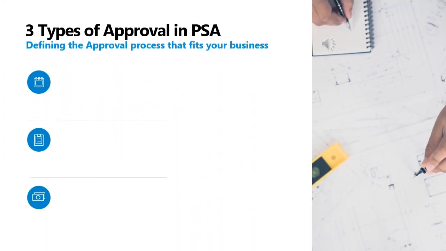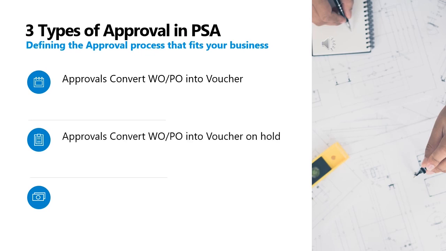There are three types of approval processing between Search Express and PSA, depending on how you're using the system today. Once all approval criteria has been met, the first method allows this to convert the work order or PO number that's been referenced on the invoice automatically into a voucher on the AP side in PSA. The second method of approvals allows that work order and PO to be converted, but will remain on hold until all the approval criteria is met, and the on hold checkbox will automatically come off.